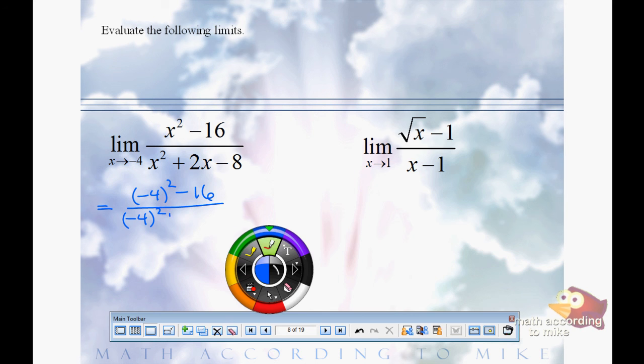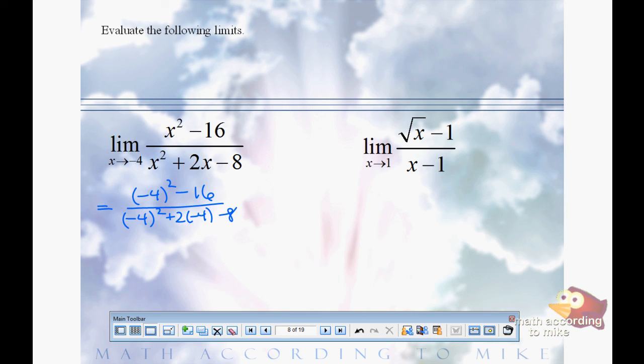Please be careful with your negatives. What do we get upstairs? What do we get downstairs? 0. What is this called? The word I can't spell, indeterminate form. I'll just do that. When you have indeterminate form, and it's a rational function, meaning a fraction, there's 2 steps you want to do. Actually 3. You want to factor and cancel, and then reevaluate.